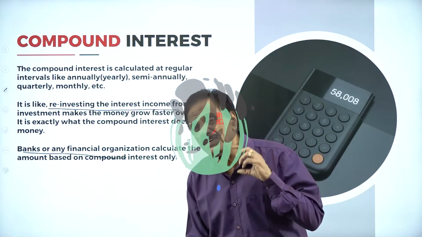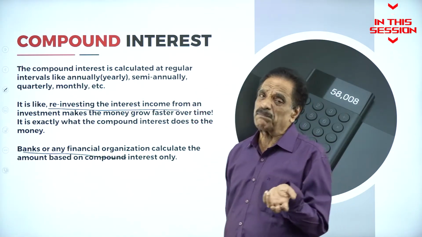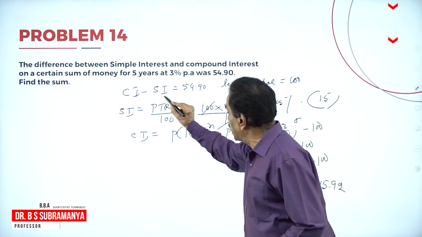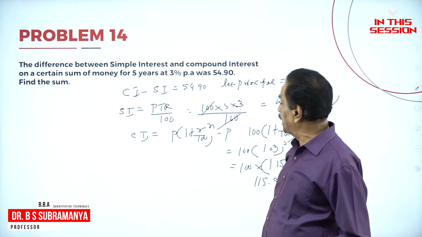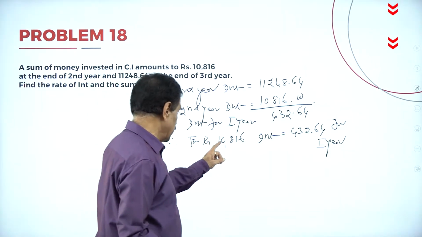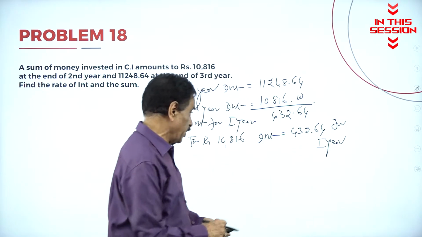Compound interest plays a very important role when compared to simple interest. The difference between compound interest minus simple interest is 54.90. Let the principal be 100. For 10,000 principal money, interest is 432 for 1 year.